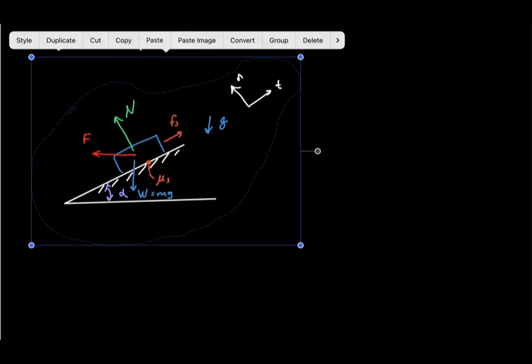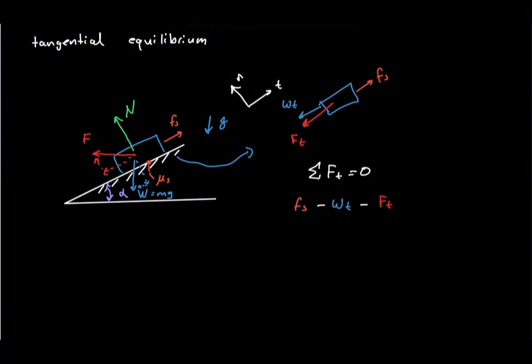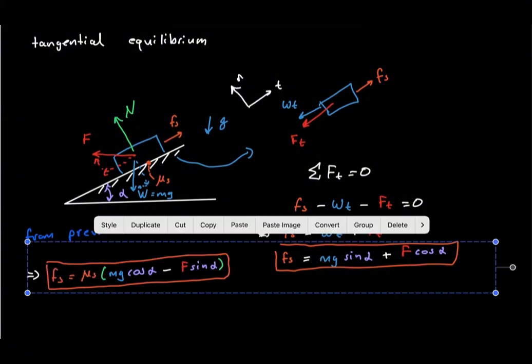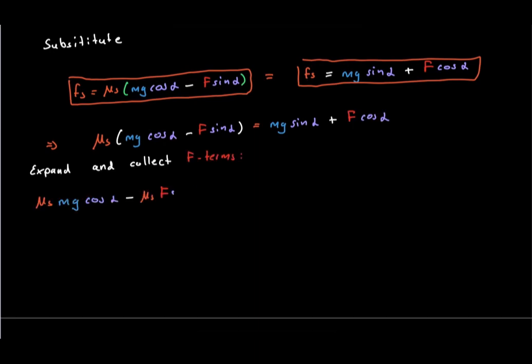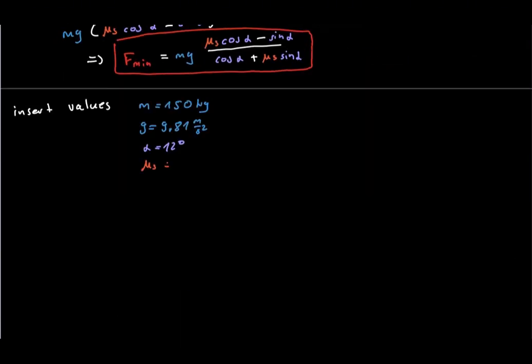Now we apply equilibrium parallel to the incline. Friction acts uphill. The component of gravity and the parallel component of the horizontal force both act downhill. At the limiting condition, these forces exactly balance. Substituting the expression for the normal force into the friction equation and then into the tangential equilibrium equation allows us to solve for the horizontal force. Using our numerical values gives a minimum force of approximately 93.7 newtons.